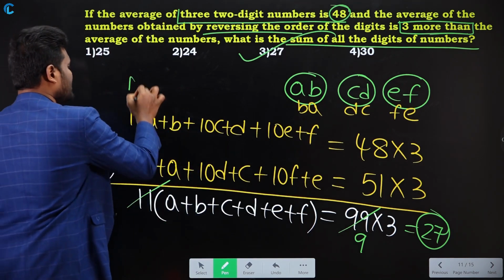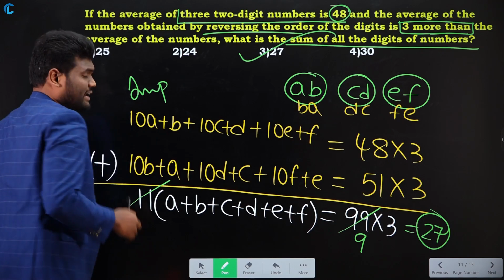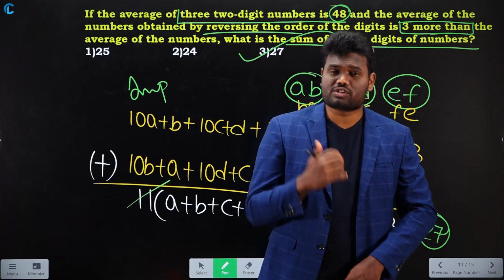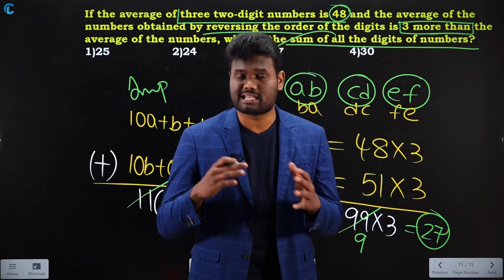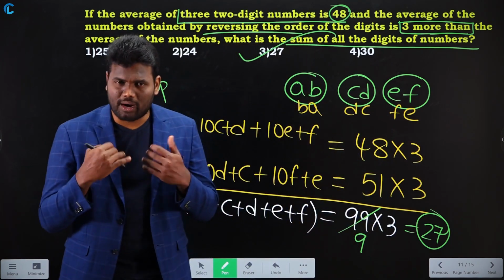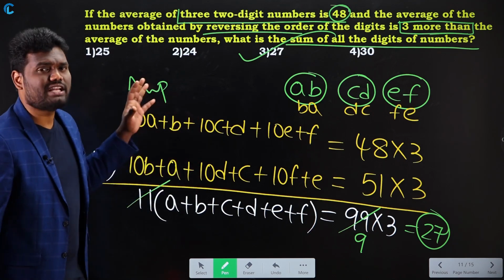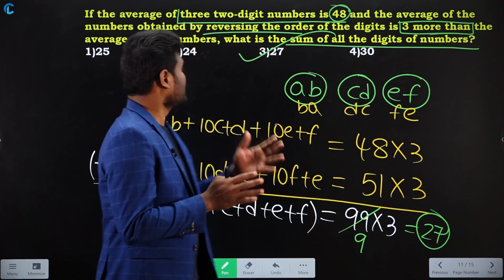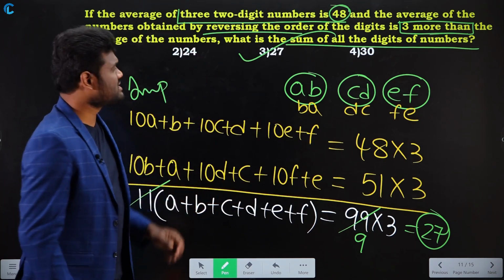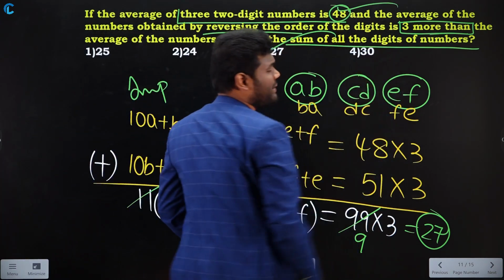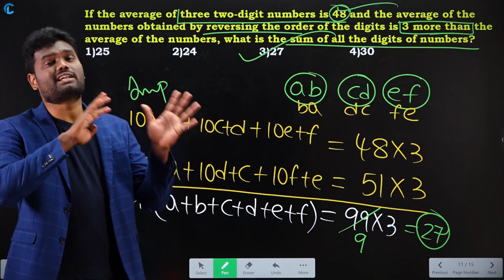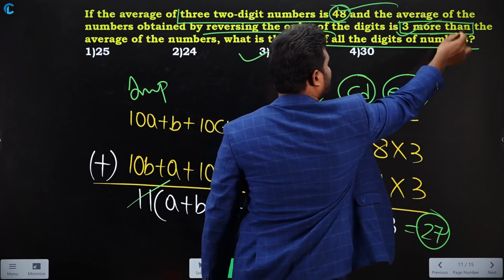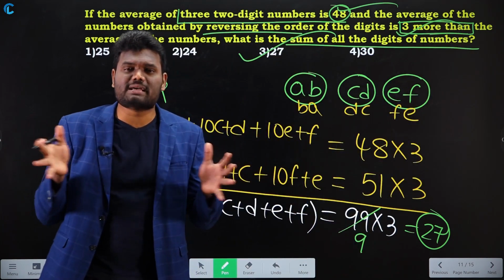Very, very good question. Now what you have to do is read the question clearly. If you read the question clearly, even if the question is complicated, then you can mark these answers very easily. Now I am going to explain it one more time. Observe here carefully. The question is saying the average of 3 two-digit numbers is 48. Now what happens if he interchanges those numbers? Then the average is going to be 3 more. He is asking what is the sum of those digits.